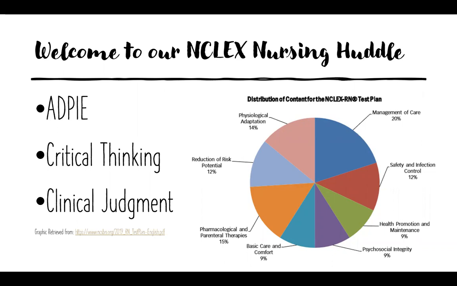So this is the NCLEX test plan breakdown for the RNs. As you can see, this pie chart tells you the areas that the NCLEX will test you on. So this is going to be important as you do your questions in Saunders and Kaplan and Hurst to make sure that you're focusing on the appropriate areas. For example, management of care is 20% of the NCLEX for the RNs. If you're not doing very well in that section, you really want to focus because that's a large chunk of your NCLEX.